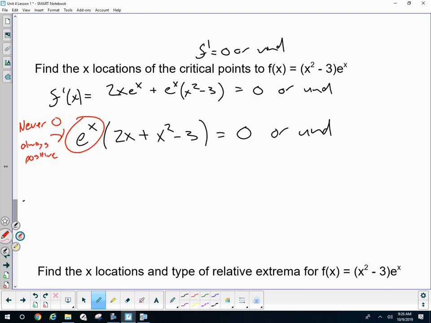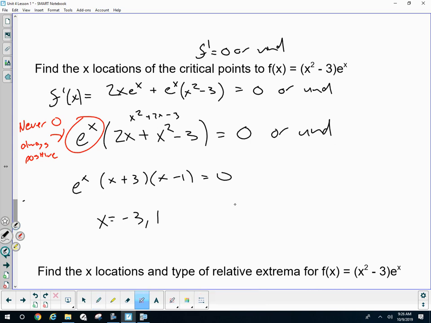It'll approach 0 if I plug in negative infinity. But if you plug in any whole value, any value at all, it's never going to be 0. So I actually just need to worry about this part in here. I know this is x squared plus 2x minus 3. I could factor this to be x plus 3, x minus 1. That is going to be at negative 3 and 1. I'll have critical points. Again, nothing from here, nothing here.